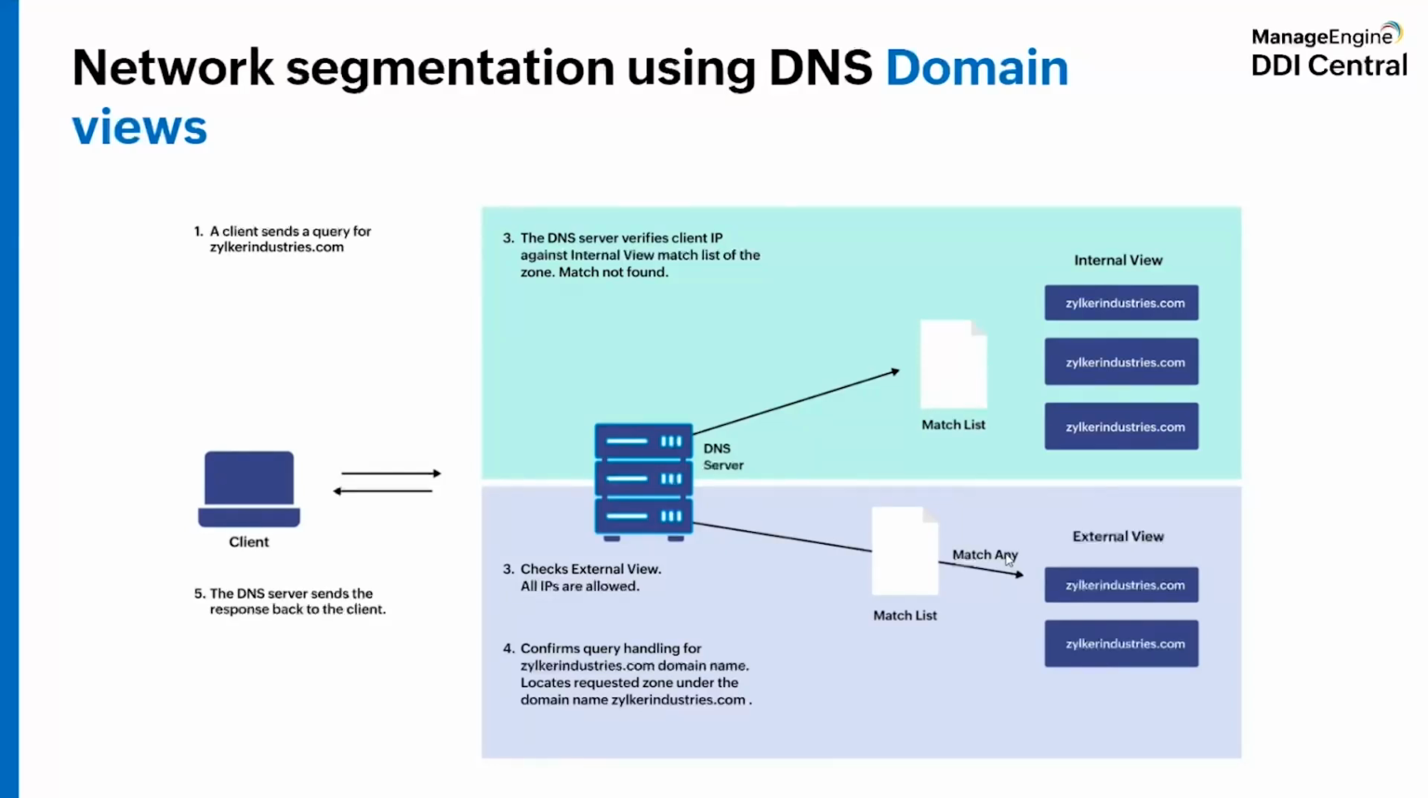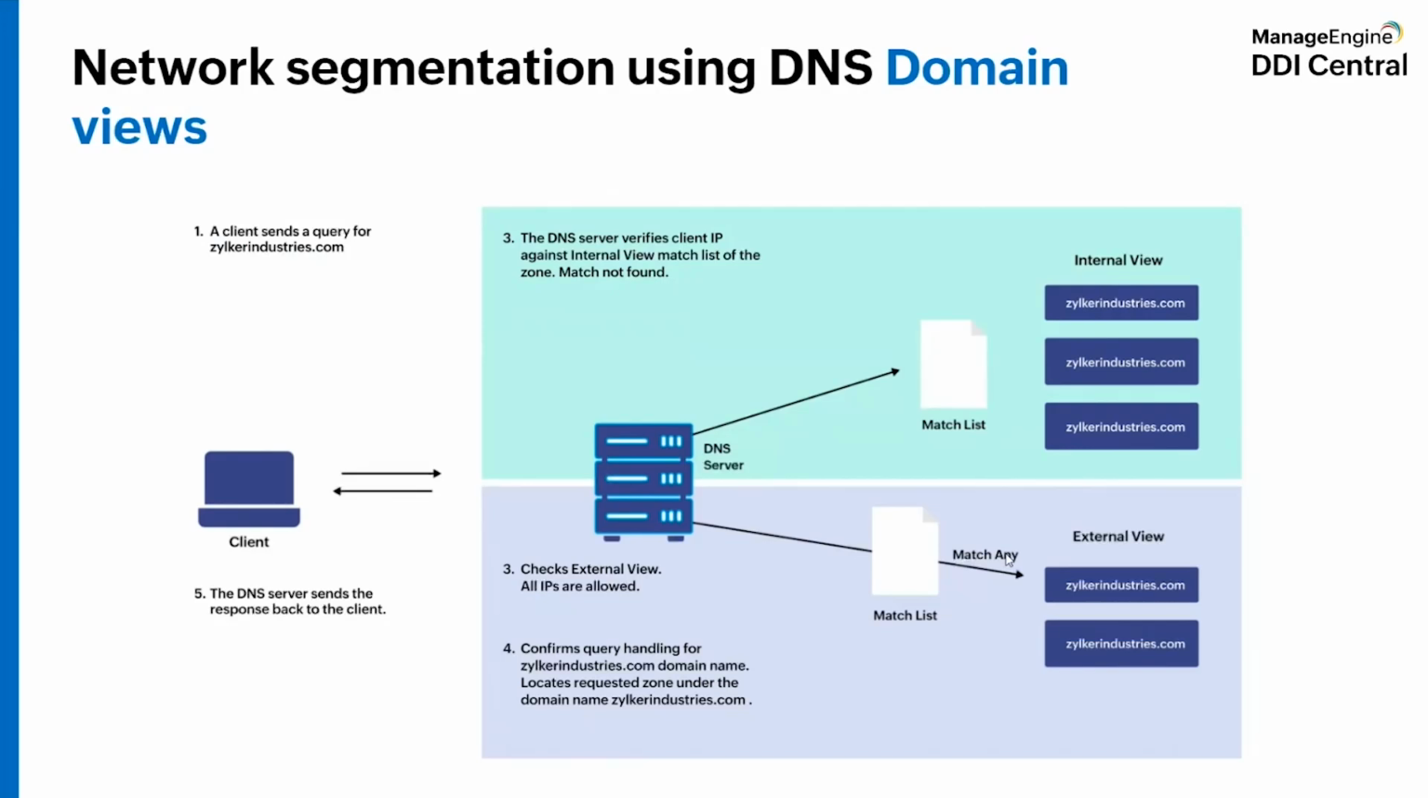Say a client is sending a query for the domain name zilkerindustries.com. The request is sent to the DNS server to resolve the domain name into an IP address. Upon receiving the query, the DNS server first checks the client's IP against the internal view match list. The internal view match list contains only IP addresses of registered employees in the industry.